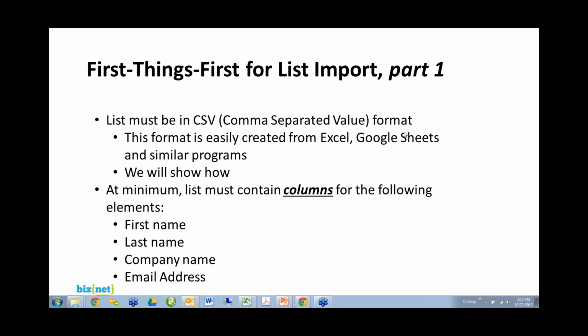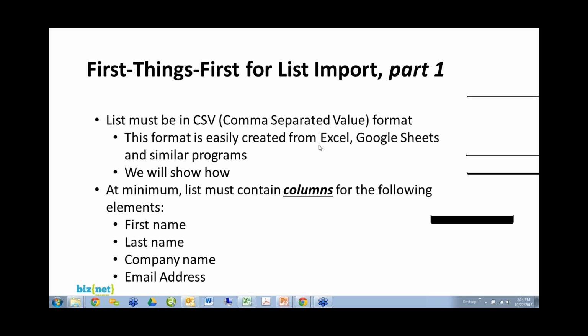A couple of things to keep in mind. When you're importing a list into SharpSpring, it must be in a CSV format. CSV stands for comma separated value. If you use Excel, it has an export feature for that. Google Sheets does too, as do other reputable, highly used spreadsheet programs.